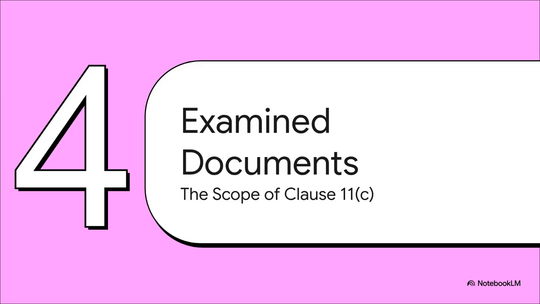Okay, on to Section 4, examine documents. So think about it like this. If Clause 11B is the map of everything the company has, then Clause 11C is the route the auditor actually took. This is where the auditor says, okay, from that big list, here's what I actually looked at to do my job. This is your official audit trail.